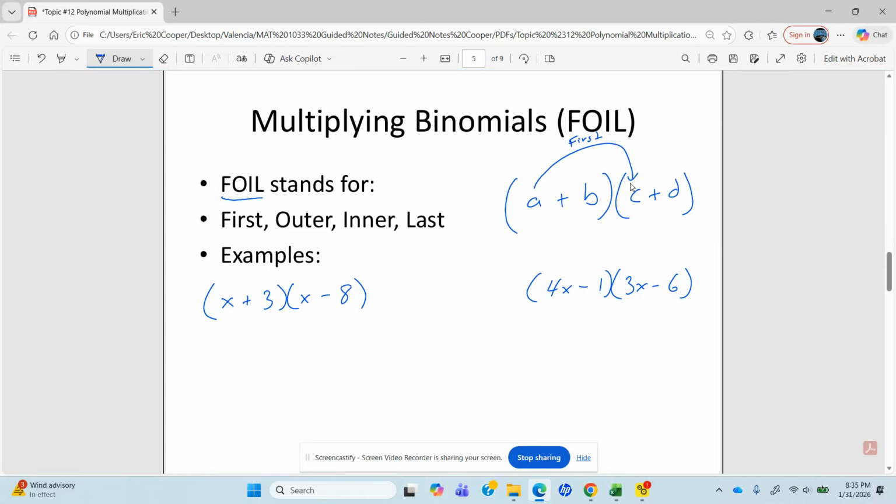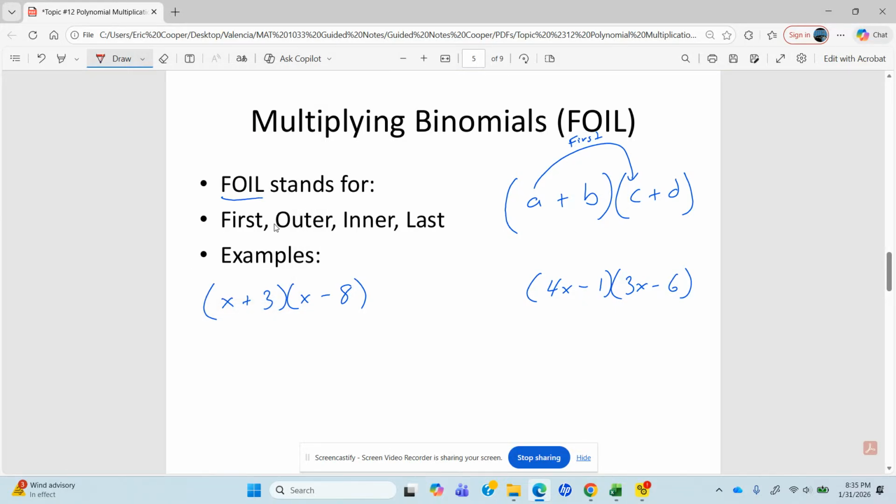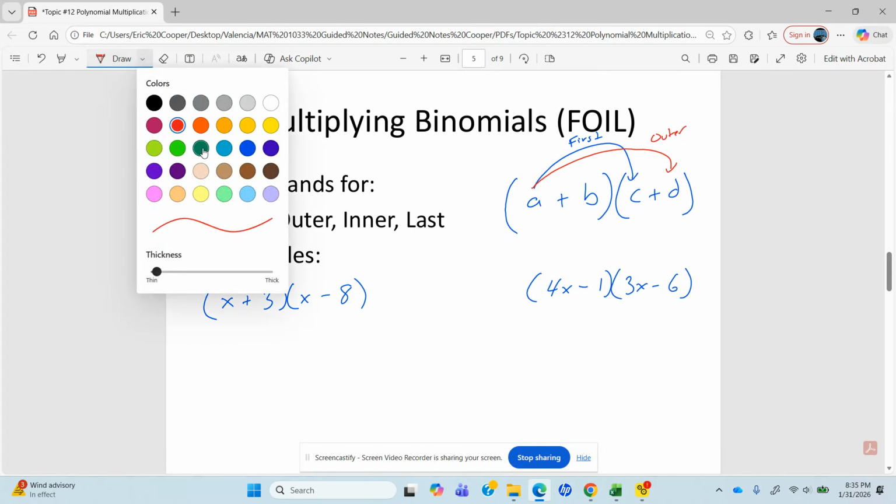So in this case, a and c would be the first two terms. Next, we're going to take the outer terms. We're going to take a again and c, because they're closest to the outside, and this would be the outer terms, and we would multiply them together.